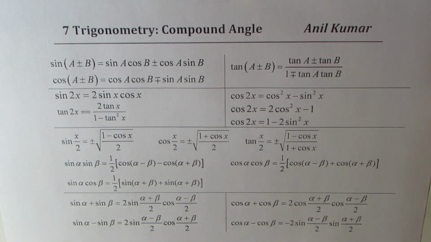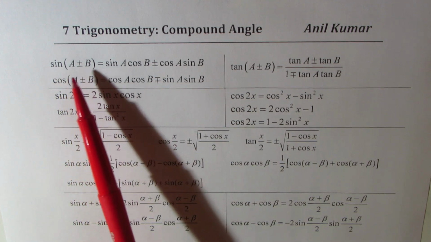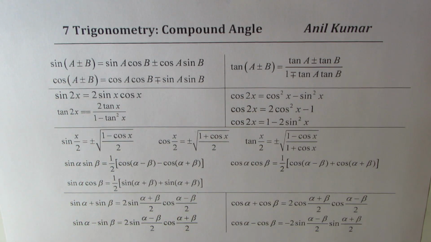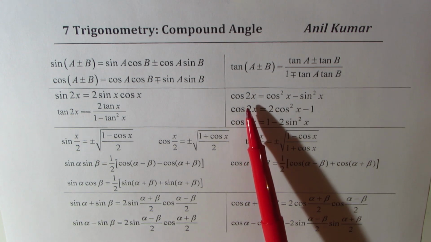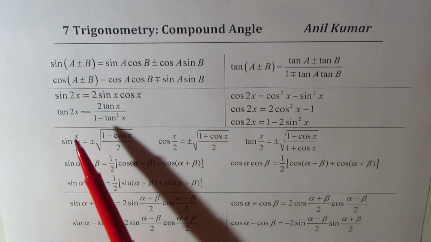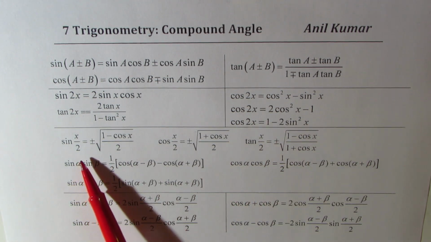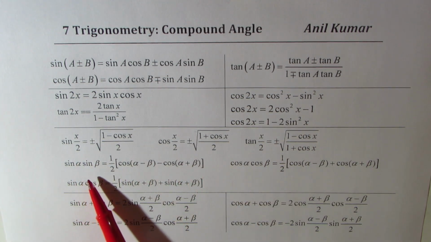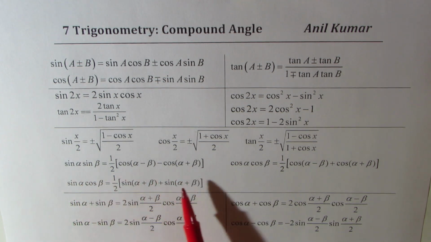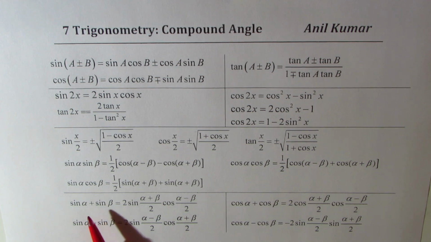So we'll begin with the a plus b formulas for sine, cosine and tan. Prove formulas for double angle, cos 2x, sin 2x and tan 2x. And from here, we'll derive half angle formulas. We'll also get into product to sum and difference, and also from sum and difference to product formulas. So now let's begin and see how to work with compound angle formulas.